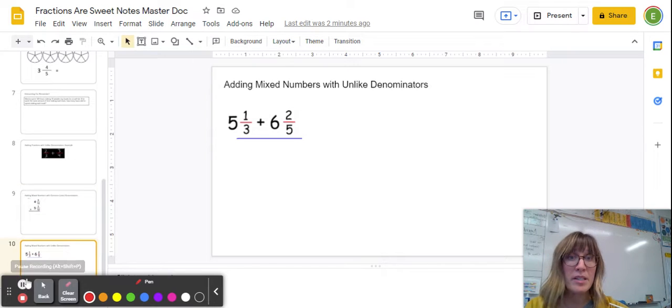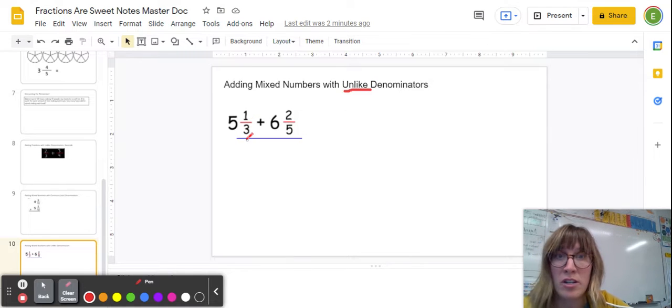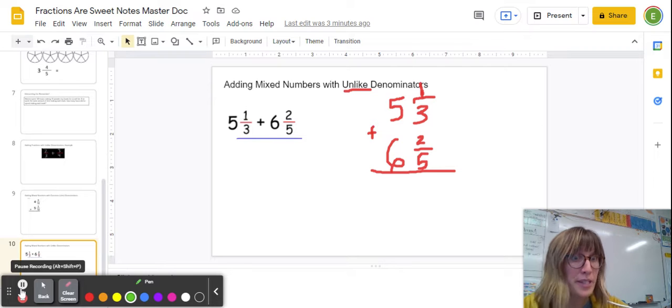Now, what happens when you have unlike denominators? We have a 3 as our denominator here and a 5 as our denominator here. So first things first, you can work either direction. You can have them organized sideways like this, sort of in a row, or you could stack them in a column. I like to stack them up. So I'm going to stack them like this.